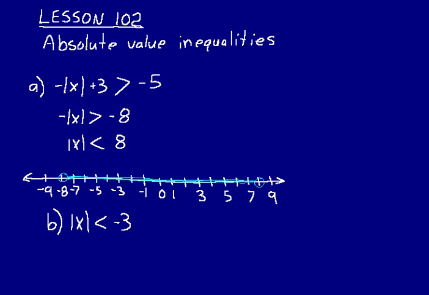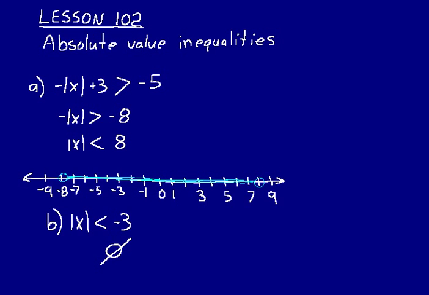Let's try another one. The absolute value of x is less than -3. Well, what values of the absolute value of x would be less than -3? Well, you just have to think about it. Absolute value of x is always greater than or equal to 0, right? The absolute value of 0 is 0. The absolute value of any other number is a positive number. So the absolute value of x will never be less than -3. So that inequality, we would just call that an empty set or a null set. There is no set of numbers that satisfies that inequality.